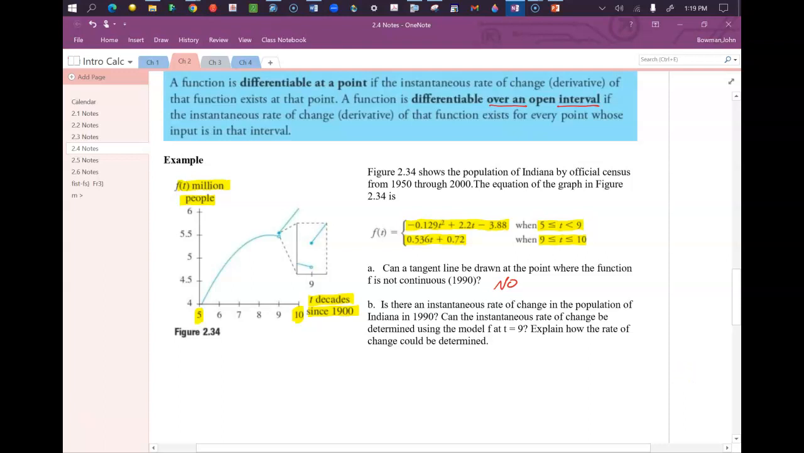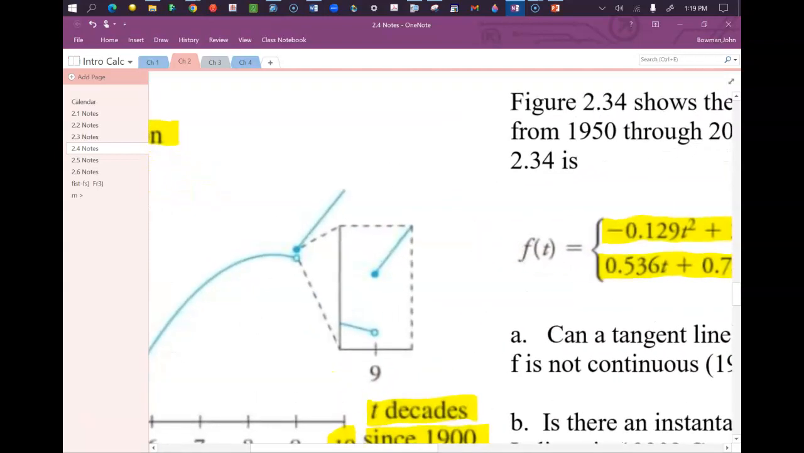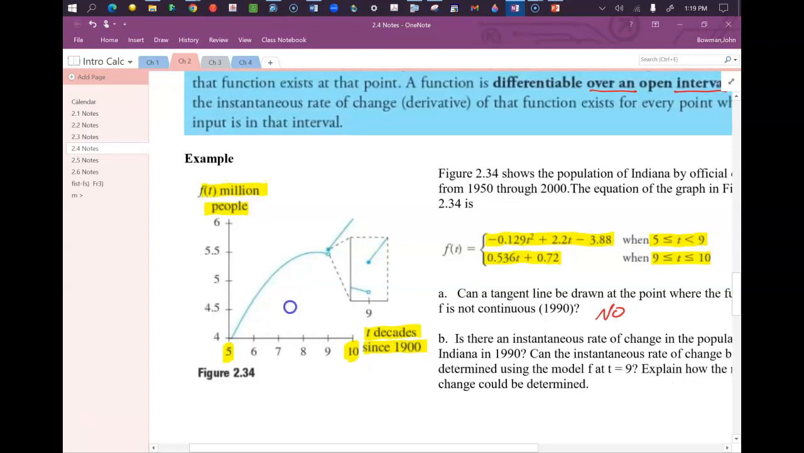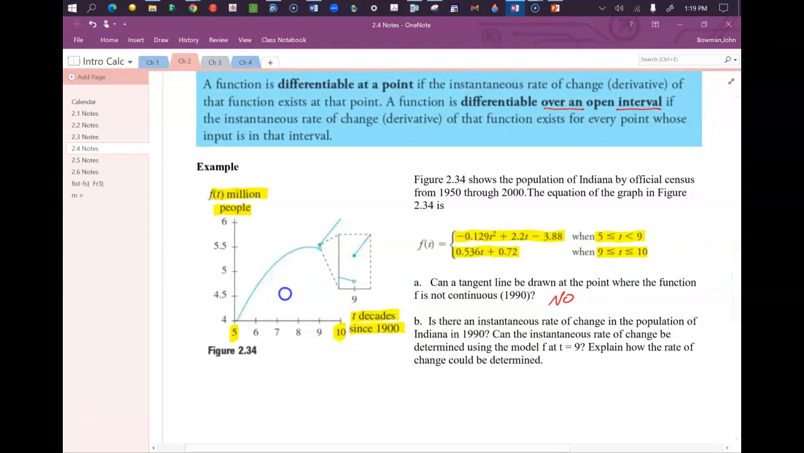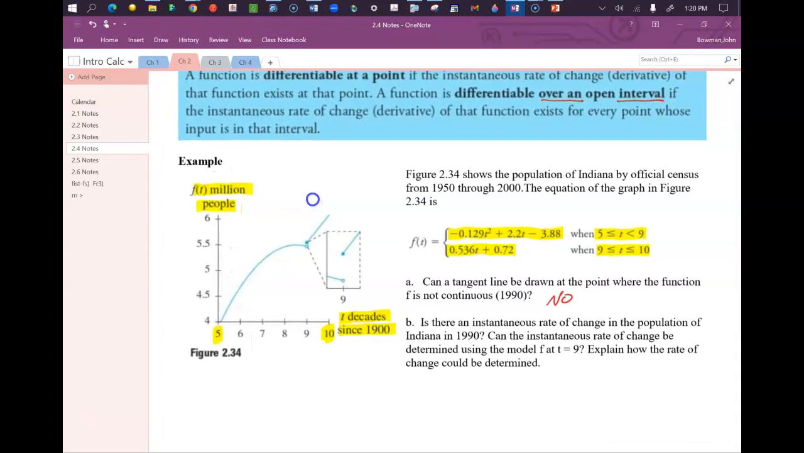Well, we can't use the model because it has a discontinuity. But in reality, it's just a model. The population didn't all of a sudden in 1990 jump from what it was to what it was going to be. So there's really no discontinuity there, and there would technically not be a sharp curve there. So in reality, we should be able to find that. We would just need a better model.